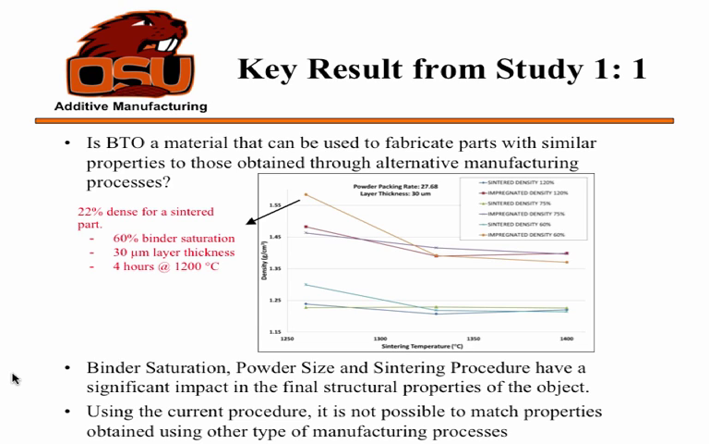So they detected using this method that the binder saturation, the powder size, and the sintering procedure have a significant impact on the final structure properties of the object, although they couldn't match the same properties published in other publications because they didn't use pressure in the process of sintering. So what they figured out at the end is that with that process and with that technology, they cannot match the properties of other objects made with other technologies.